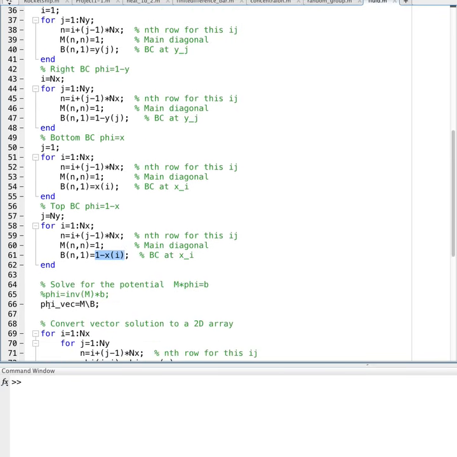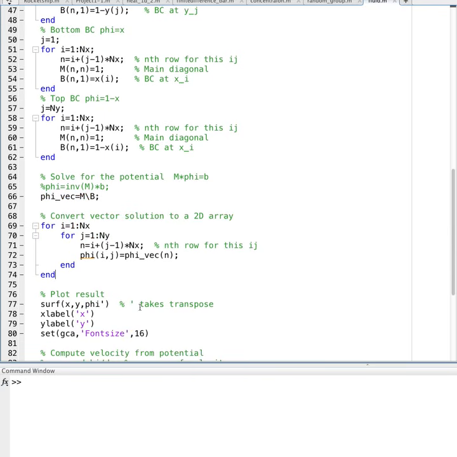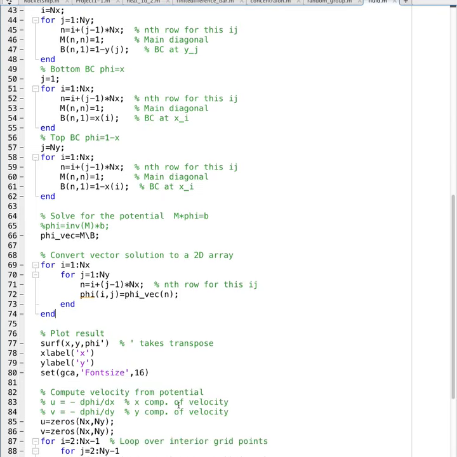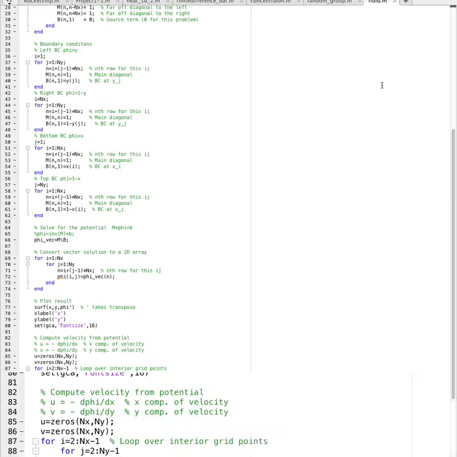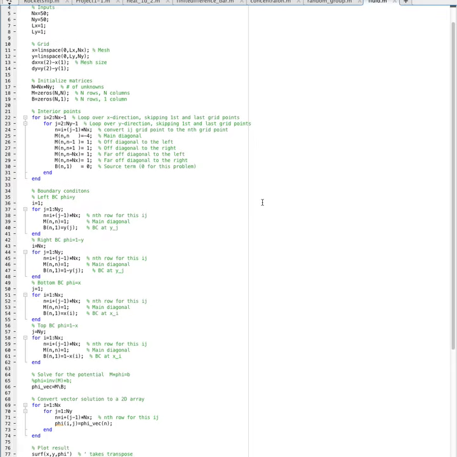And then you always solve for the unknown, and you always convert the solution back to a 2D array and plot. So that's hopefully a useful code to look at. Let me try changing the font size to something small, so maybe you can see the entire code right like that, and I'll leave that as the end of this video.